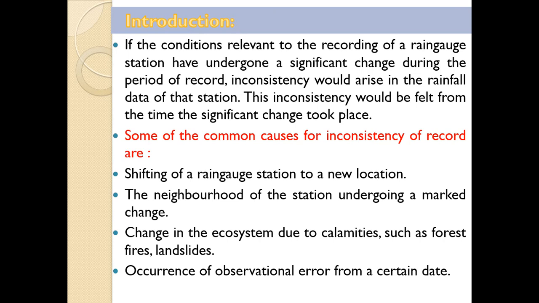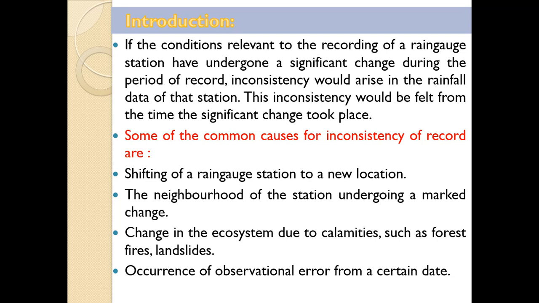So what is inconsistency, that we shall discuss first. For construction or design of any hydraulic structure, the last 30 to 34 years of data is required, and that data should be accurate. Then and then your design will be accurate. But sometimes the conditions relevant to the recording of a rain gauge station have undergone a significant change during the period of record. Inconsistency would arise in the rainfall data of that station.